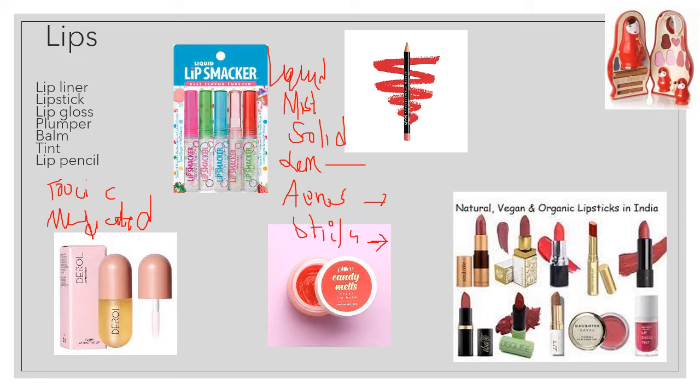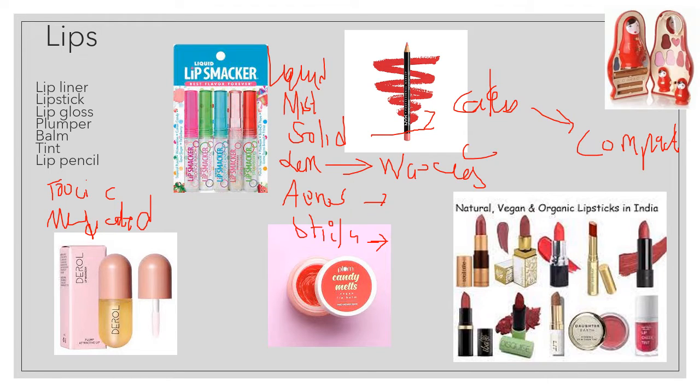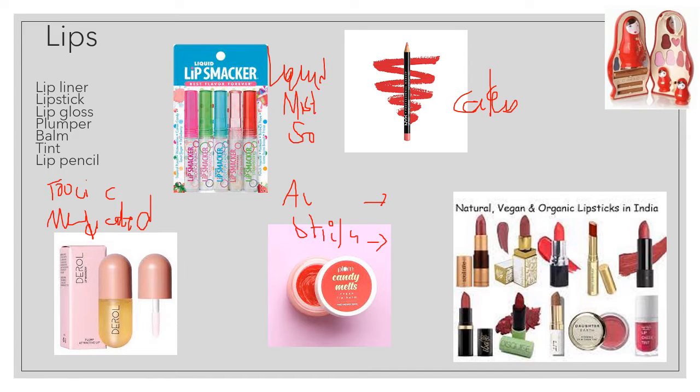Then you have solids and semi-solids. Solids may basically be cakes, that is the compact powder, that is the most common example. Semi-solids, again, you have creams, you have lotions, you have ointments, you have waxes, you have jellies. These are a few formulations. Liquids, though, there are a lot of formulations: liquid liner, liquid lipstick. There are so many different formulations for liquid.